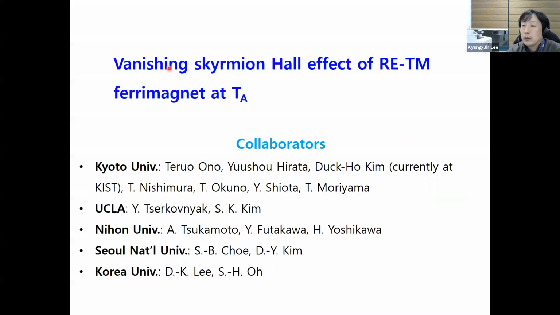Okay, the second one is the vanishing skyrmion Hall effect of the RE-TM ferrimagnet at TA. And this work has been done in collaboration with the Teruo Ono group, Kyoto University, Yaroslav Tserkovnyak and Se Kwon Kim, UCLA, Professor Tsukamoto's group, Nihon University, and Professor Sug-Bong Choe's group, Seoul National University, and our group.